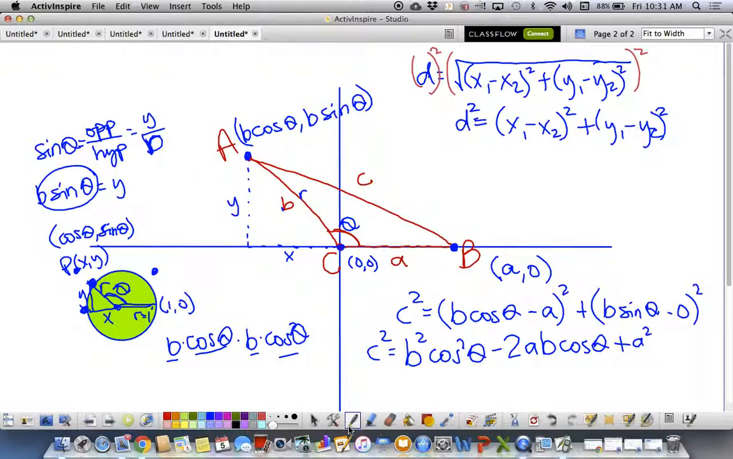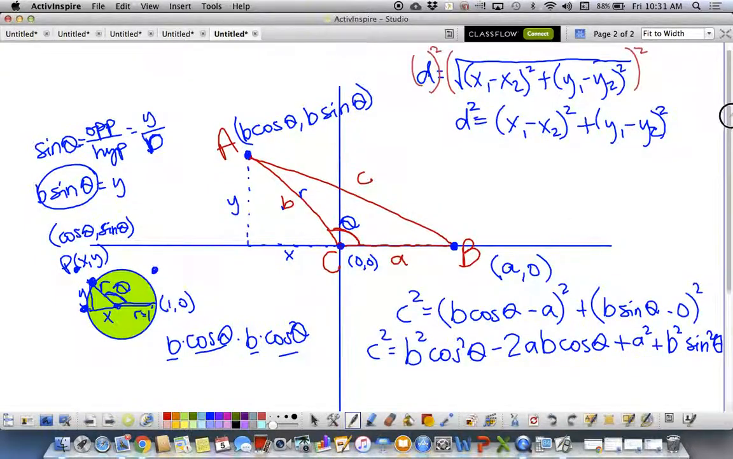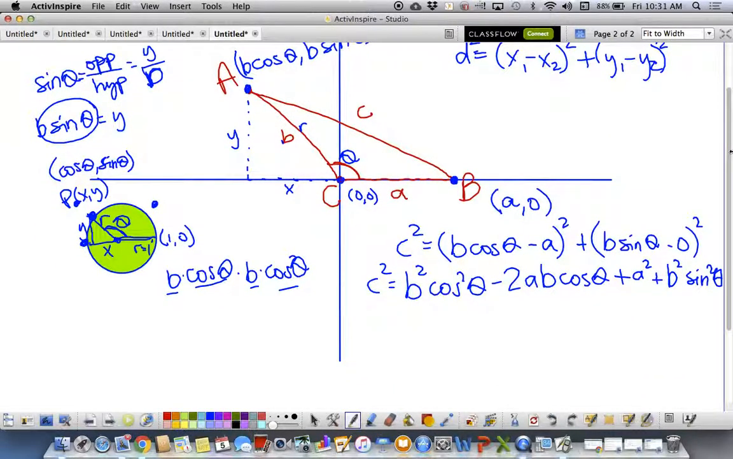What about my last term? That 0 makes it so much more helpful. No, that means I don't have to FOIL. This is B sine theta squared, which is B squared sine squared theta. Okay? Now, let's rearrange. Pull some things together. You got an equation.